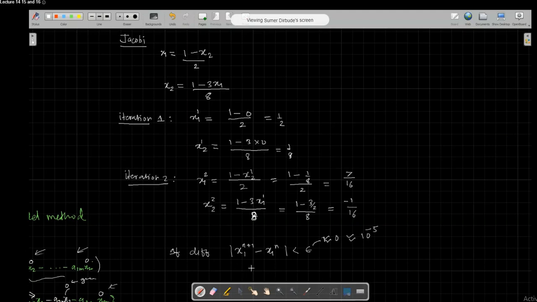Okay. Right. Similarly, x2 also, the second variable: the next iteration minus the previous iteration of x2 should be less than epsilon. This epsilon for all variables can be the same. Epsilon is a very small number.